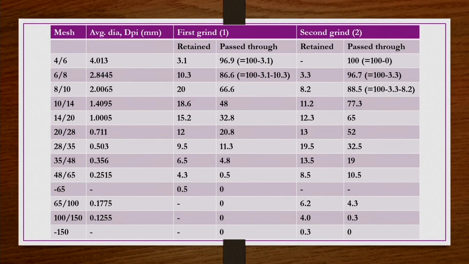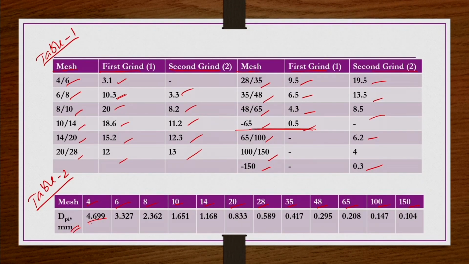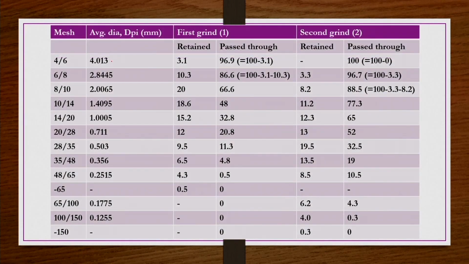From here we are going to calculate the power requirement, so we tabulate the same thing. The average size of 4 by 6 is the average of 4.699 plus 3.327 divided by 2, which comes out to be 4.013. Like that, the average diameters for all of these are calculated and provided here.